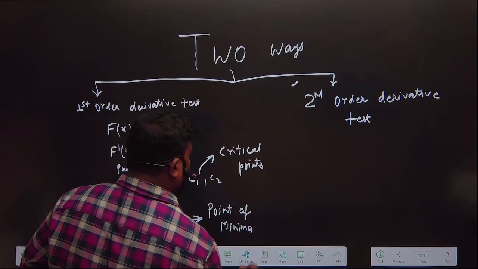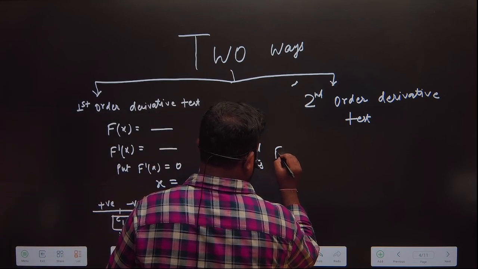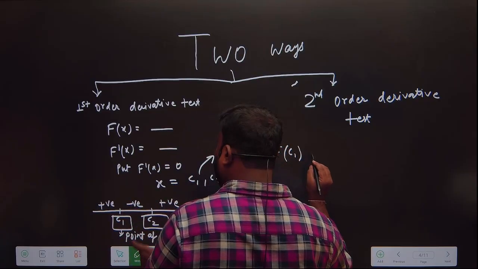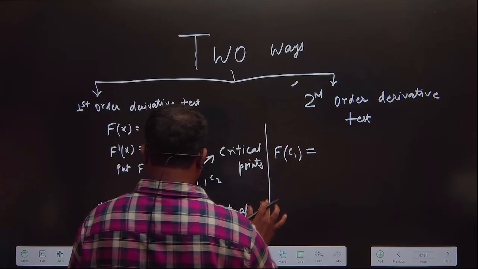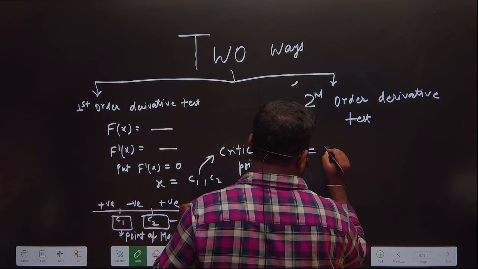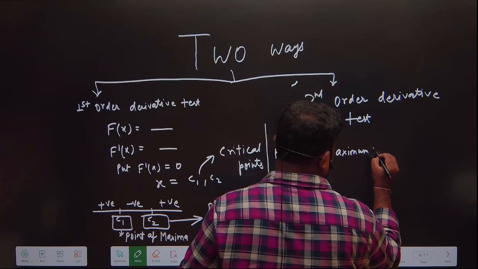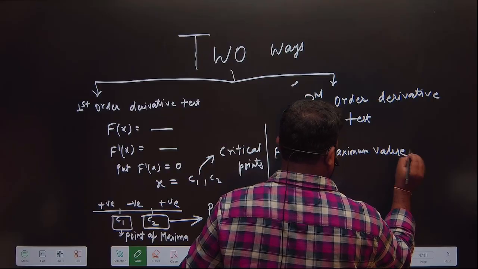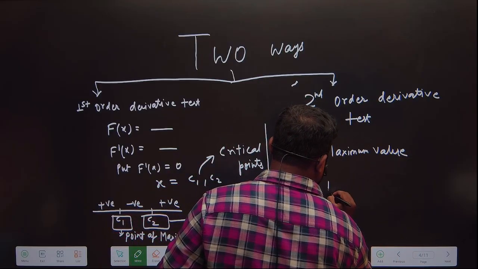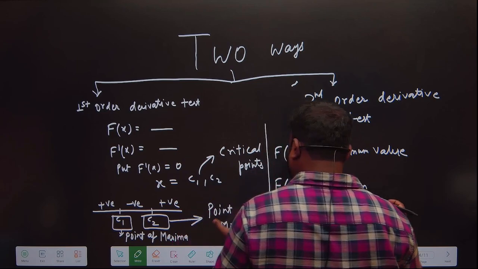Okay, and when I put this value c1 into the function f, what is f of c1? Because c1 is the point of maxima, when we put c1 in the function, we get the maximum value. And when we put the value of c2 in this function, that value is what? The minimum value, because c2 is the point of minima.